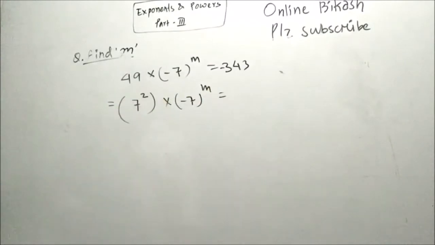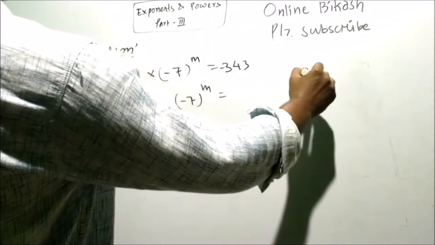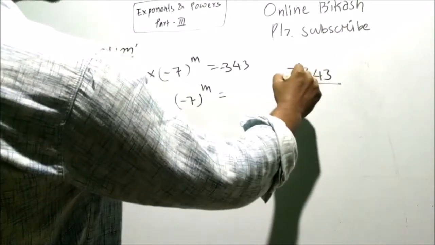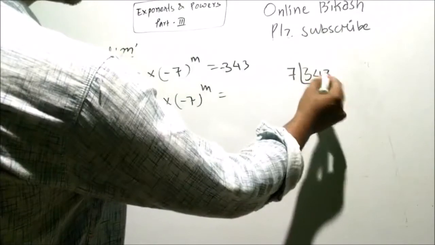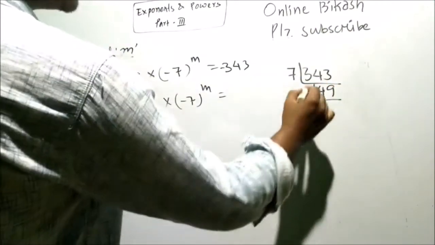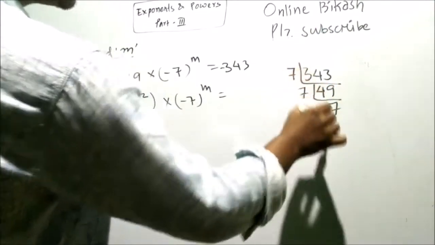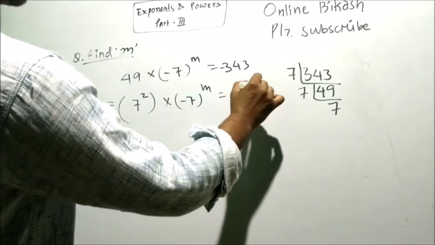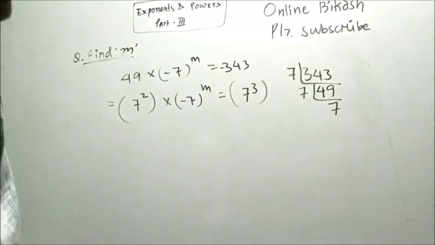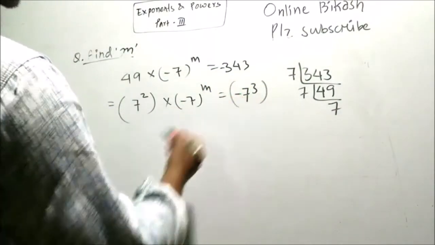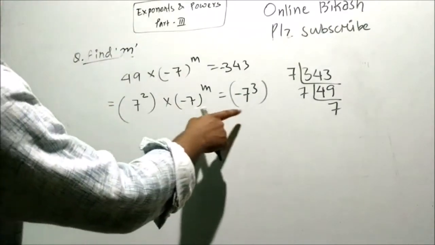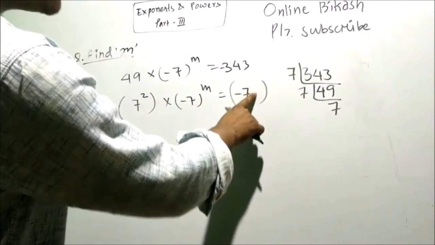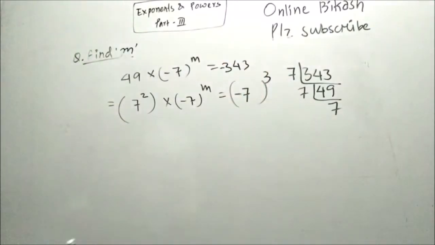Minus 343. 343 we can factorize it. 7 fours are 28 and 6, so 7 nines are 63 and 7 sevens are 49. So 7 cube is 343. But wait, this is minus 343, so we have to put this minus sign inside it. Now you can see, in here is also minus 7, in here is also minus 7. Yes, now it is correct.